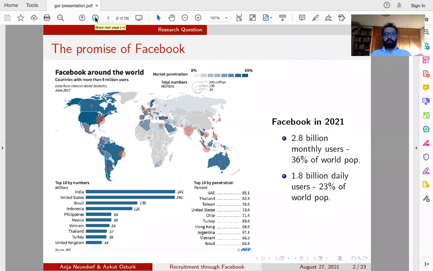Now, the promise of Facebook for online survey researchers is clear. Facebook boasts around 2 billion daily users across the entire world. And if you look at those countries, these are rich countries and poor countries, democratic countries and anti-democratic countries. In that sense, Facebook offers quick, affordable, unmediated access to a very diverse sample across the entire world.